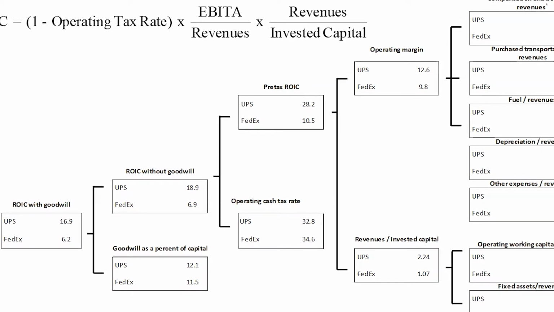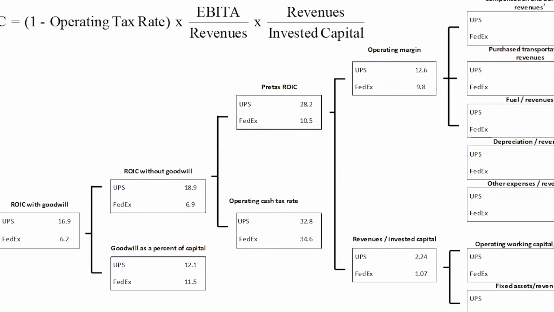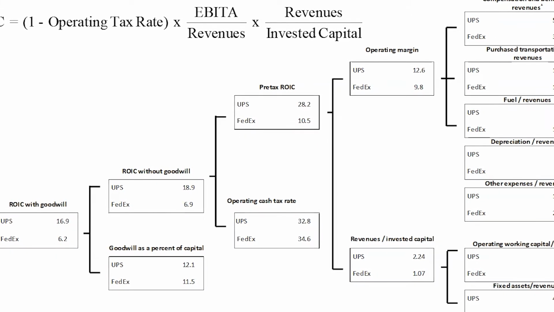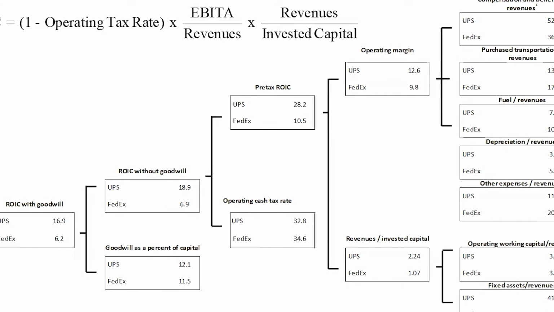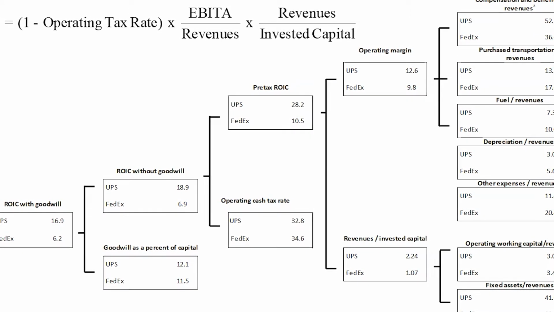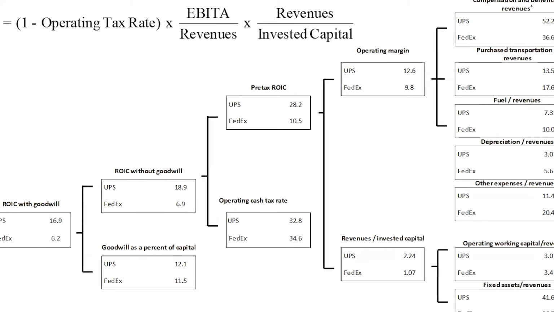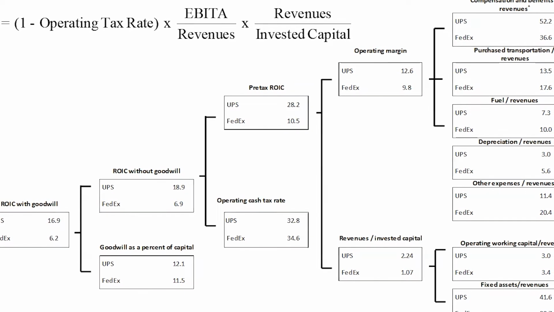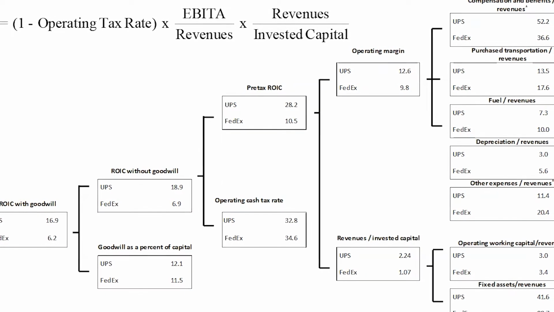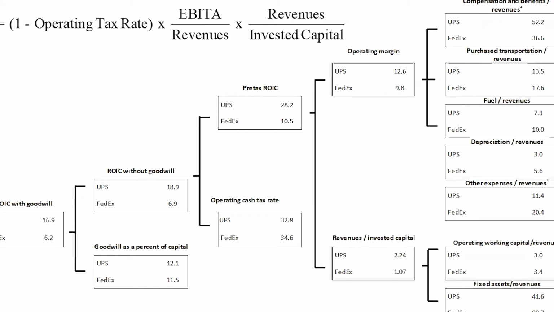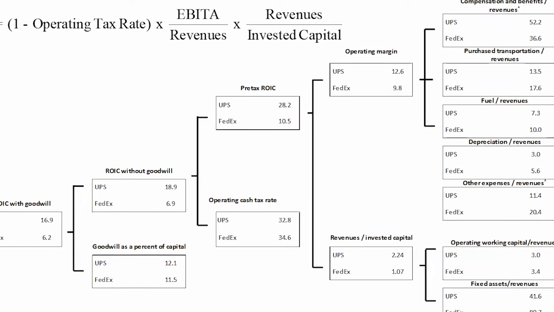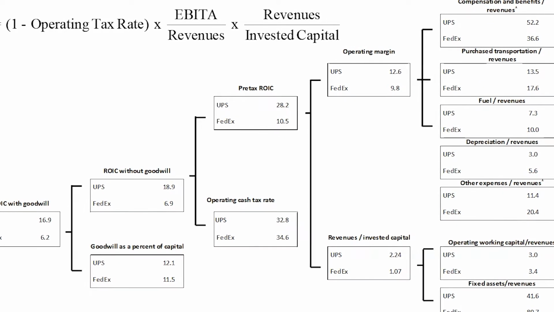So the next thing we do is we decompose ROIC without goodwill into these three parts, right? So the first thing we look at is, could it be a tax benefit? In other words, could UPS just be paying much lower taxes than FedEx because of some kind of financial structure that they have? And the fact that they're paying lower taxes means that they're going to have a higher return because the tax rate has a one-for-one impact on return.